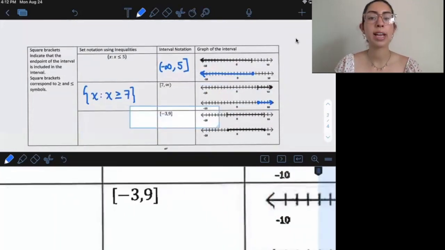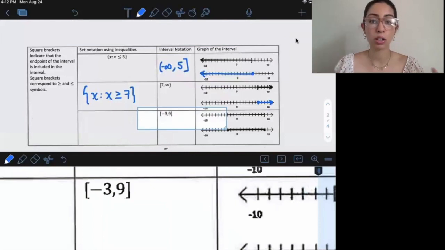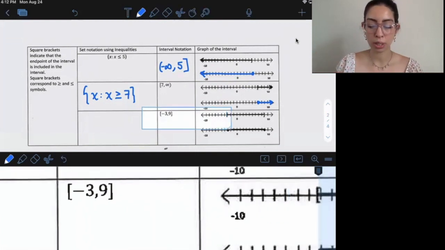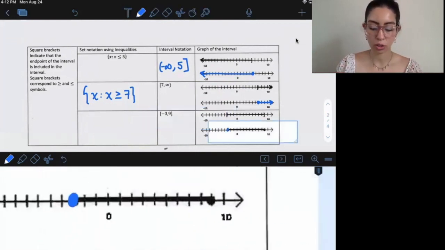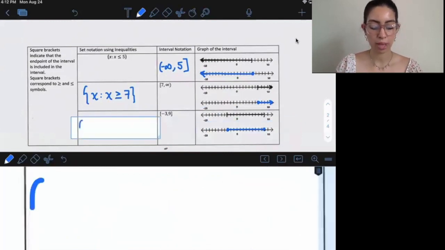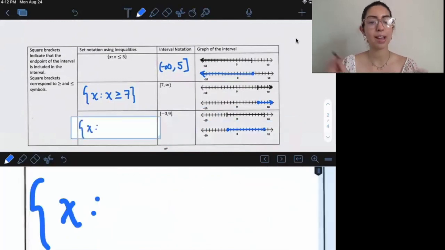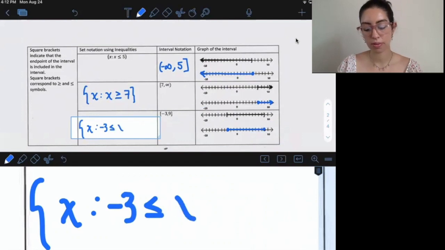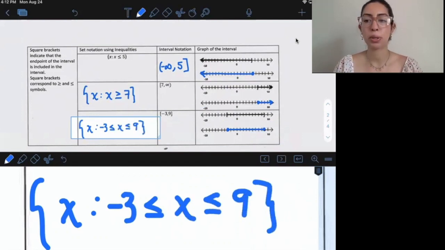For the next one, it is a completely closed interval, meaning the endpoints are both included at -3 and at 9. We can see in the graph here, it's closed on both sides, bolded in the middle. And so we have x such that x is between -3 and 9, including both. So that will be our notation.